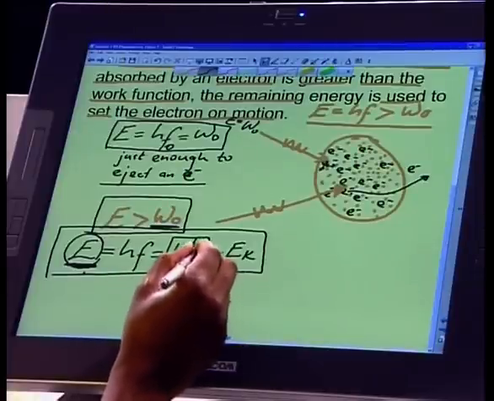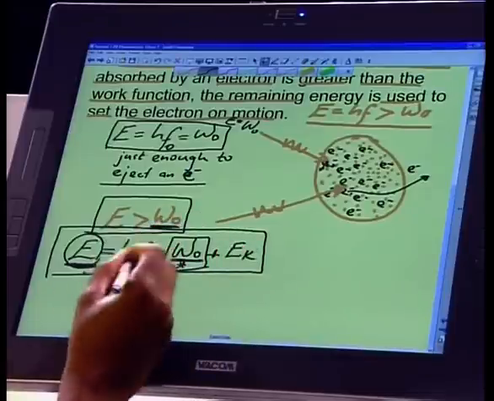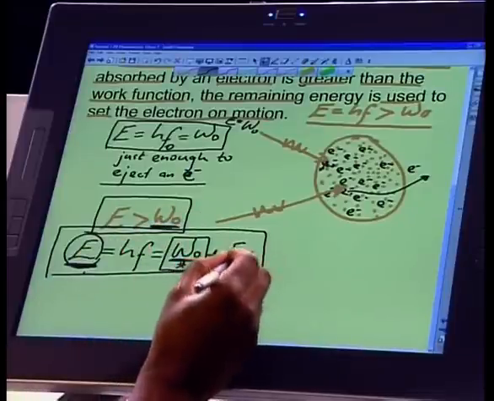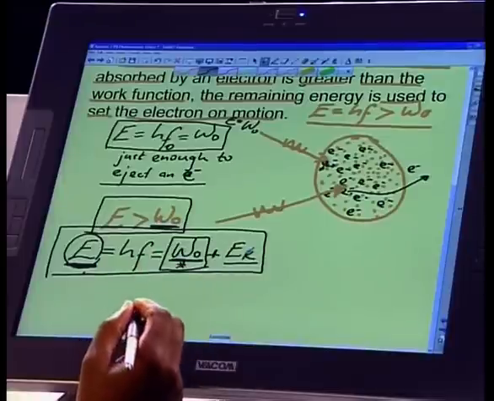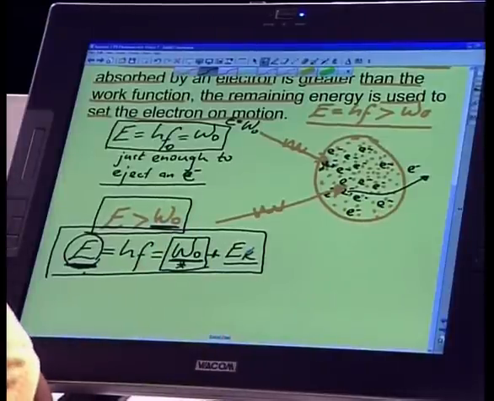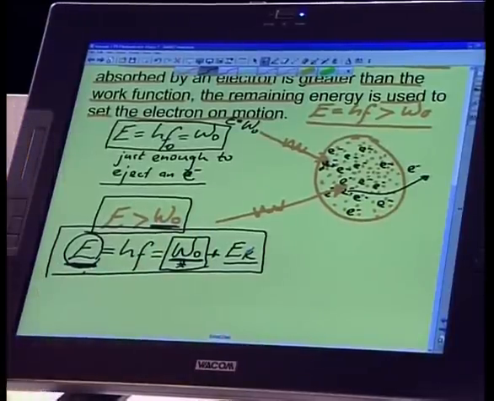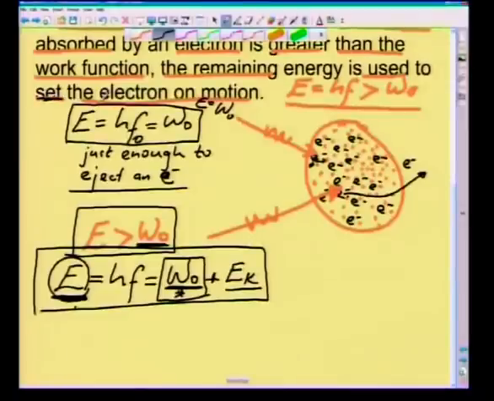Then you are left with the 4 eggs, which is the remaining amount of energy. Use it to your benefit and have your electrons set in motion. So the remaining energy is used to set the electron in motion.